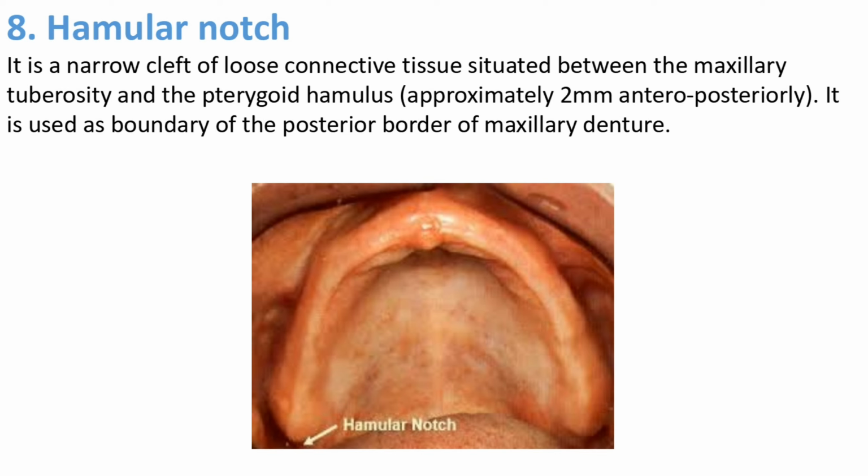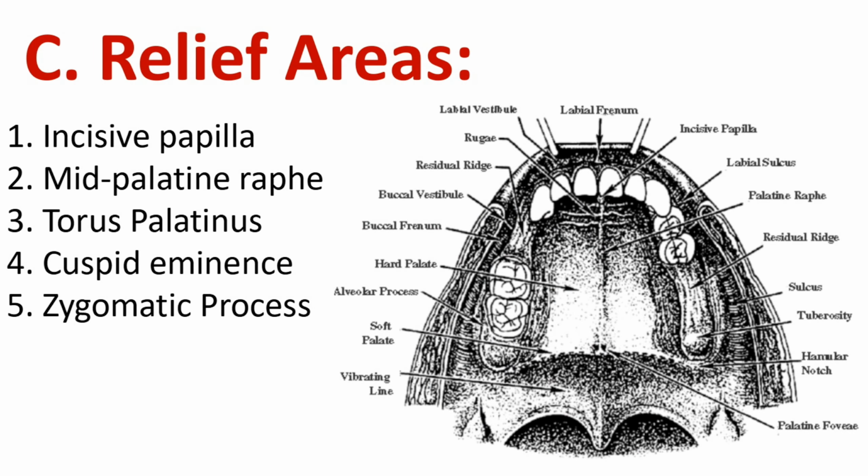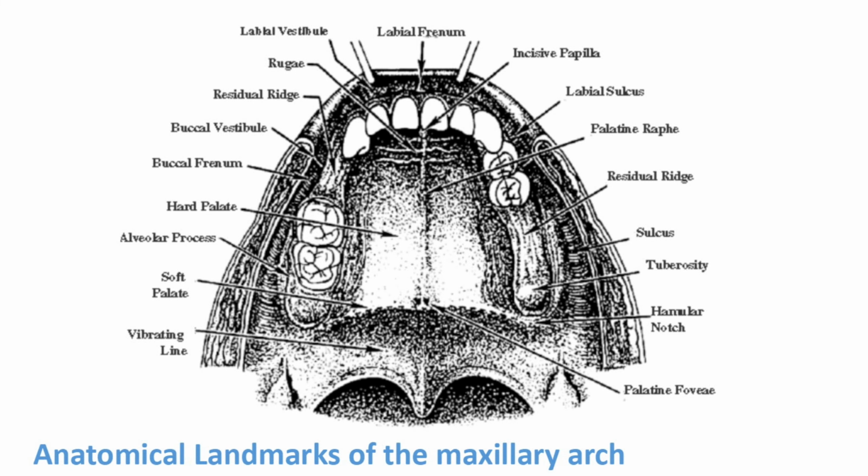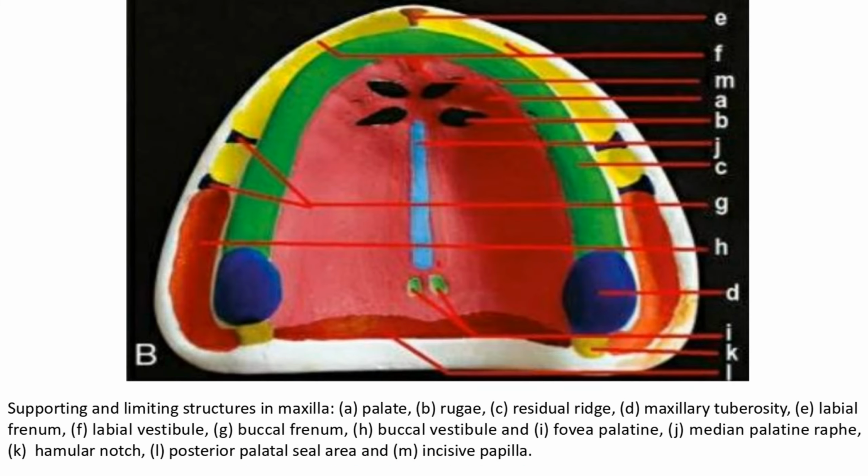8. Hamular notch. It is a narrow cleft of loose connective tissue situated between the maxillary tuberosity and the pterygoid hamulus, approximately 2 mm antero-posteriorly. It is used as the boundary of the posterior border of the maxillary denture. C. Relief areas: 1. Incisive papilla. 2. Mid-palatine raphe. 3. Torus palatinus. 4. Cuspid eminence. 5. Zygomatic process. Anatomical landmarks of the maxillary arch.